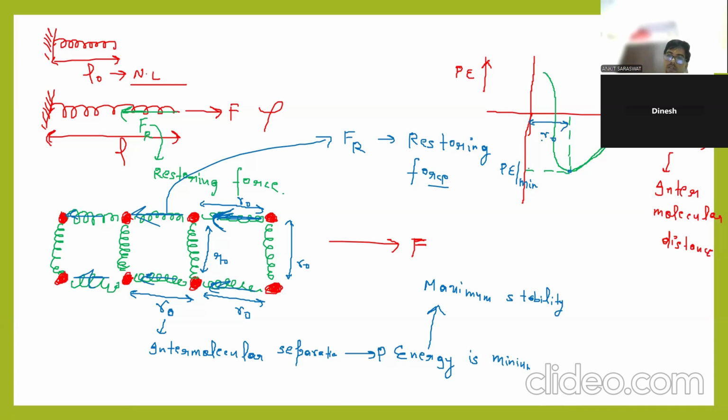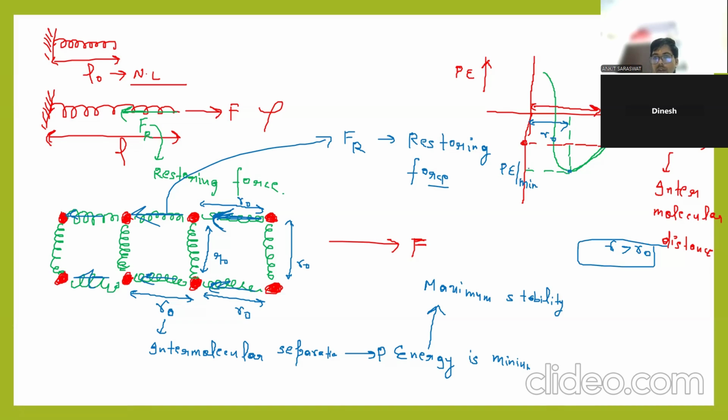When R is greater than R naught, what will happen? You can check, you are here. Our potential energy increases. In negative values, less is more. When you have this separation, R greater than R naught, then potential energy is maximum.